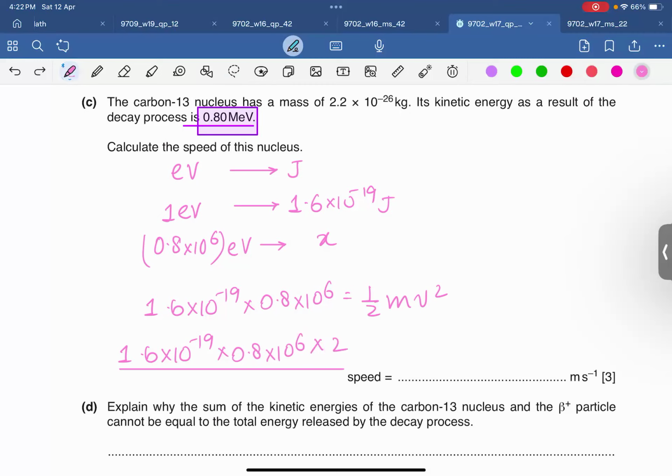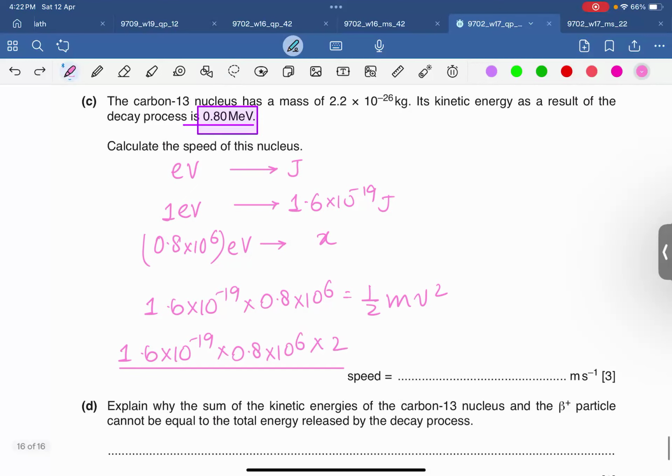So you just divide it with the mass. The mass of the nucleus is given as 2.2 exponent negative 26 kgs, and you just root the whole thing. Okay, and इसकी value निकाल लेते हैं. Under root 1.6 exponent negative 19 into 0.8 exponent 6 into 2 divided by 2.2 exponent negative 26. Okay, so I am getting 3.4 exponent 6 as a speed.